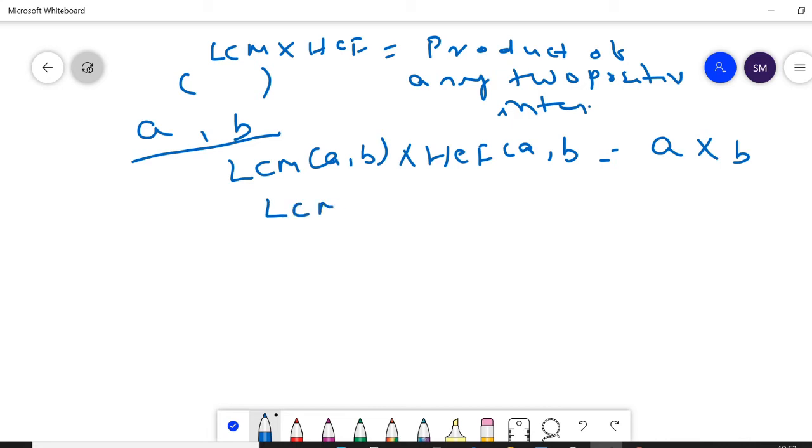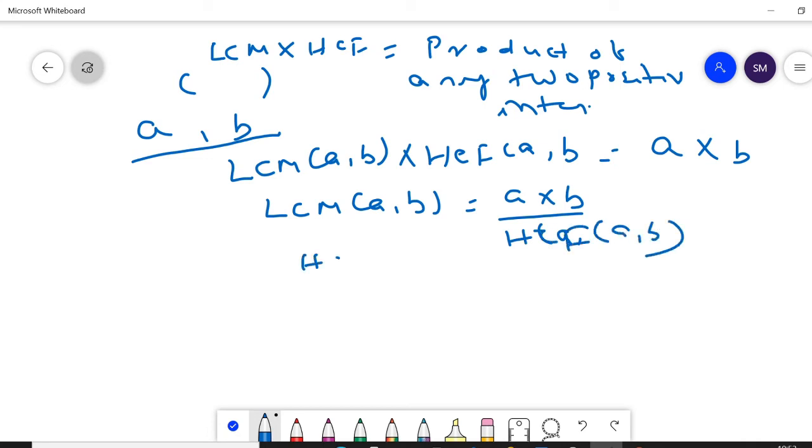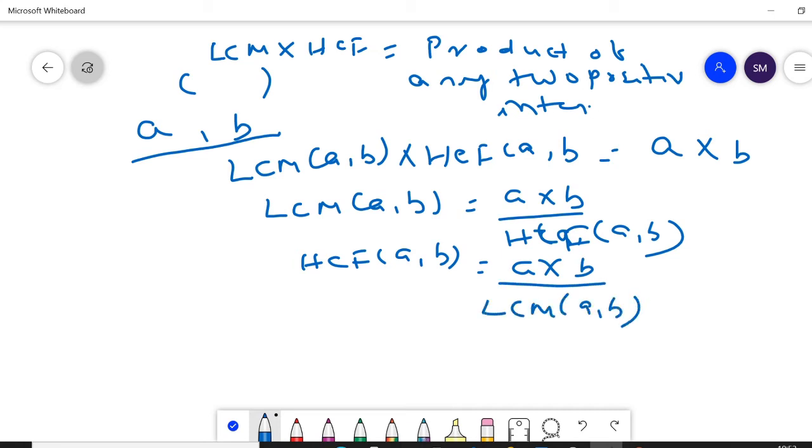Then LCM of A and B is equal to A into B upon HCF of A and B. Then HCF of A and B is equal to A into B upon LCM of A and B. If you know any two numbers and their LCM, you can find out the HCF without using prime factorization or Euclid division algorithm.